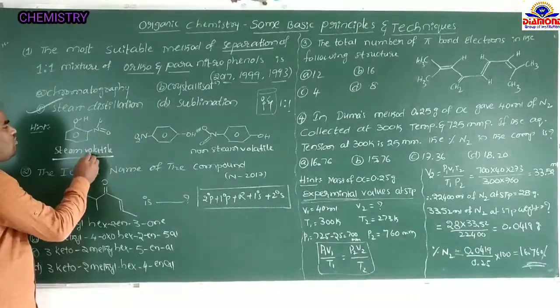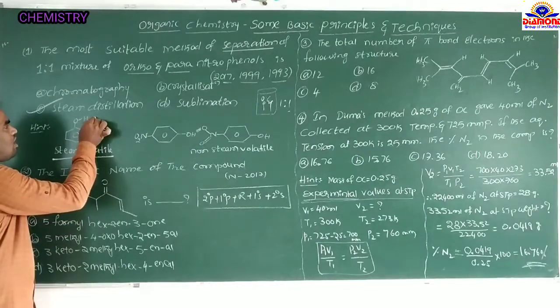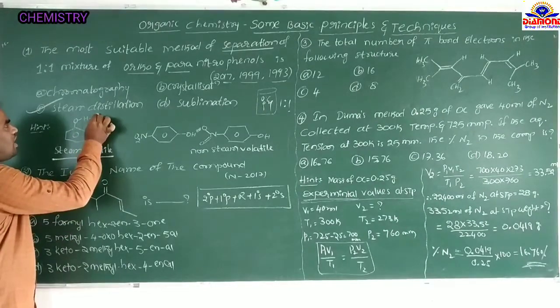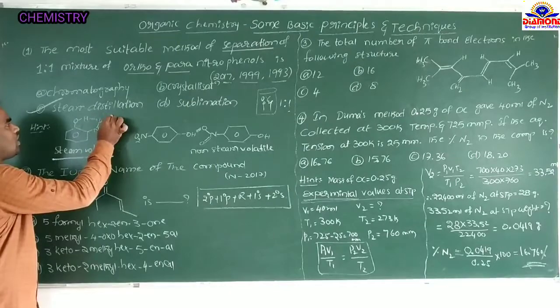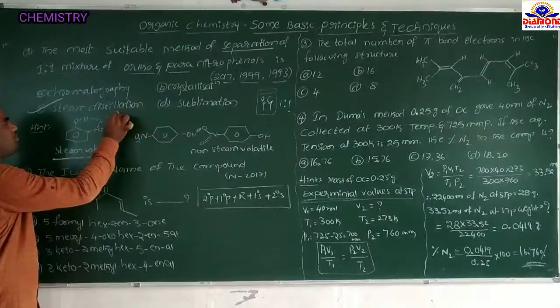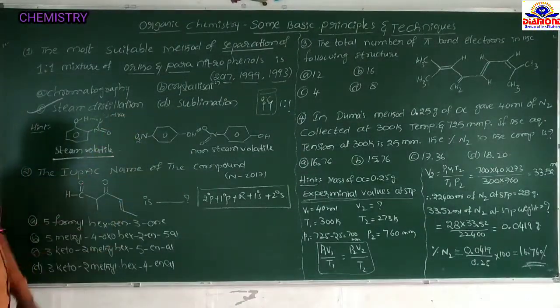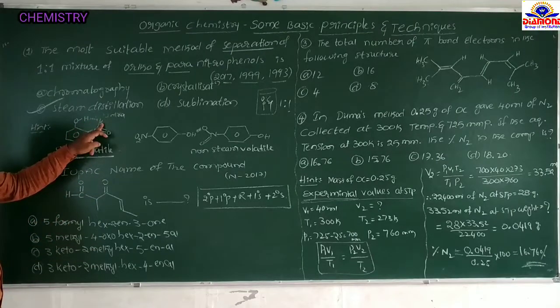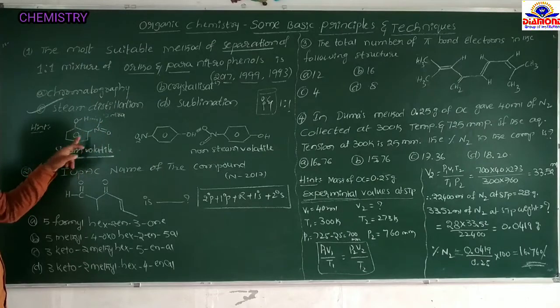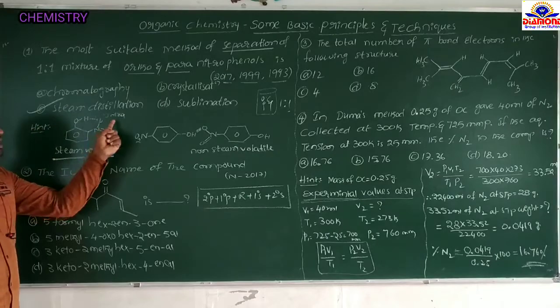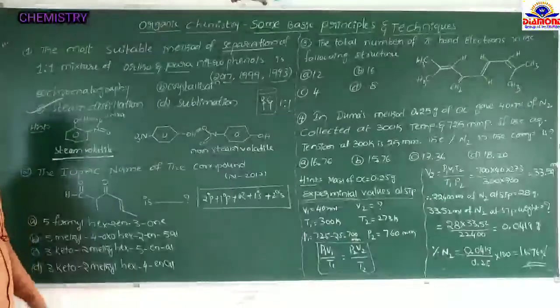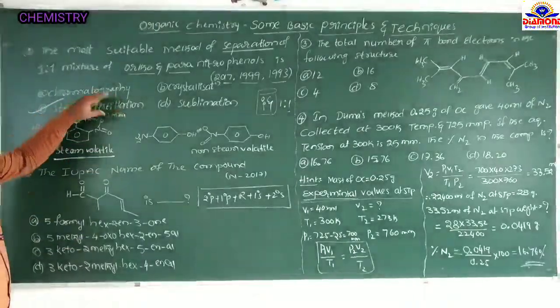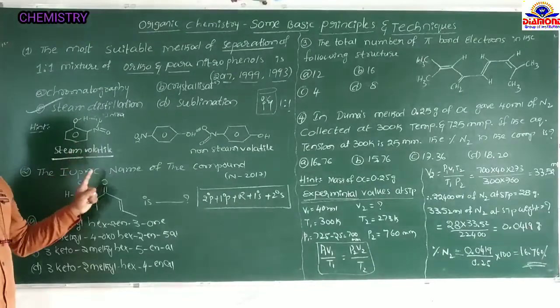So why is it steam volatile? Due to the presence of intramolecular hydrogen bond. Here the hydrogen bond exists between hydrogen and oxygen. So the hydrogen bond is forming within the molecule, therefore it is intramolecular hydrogen bond. Due to this intramolecular hydrogen bond, this orthonitrophenol is steam volatile.